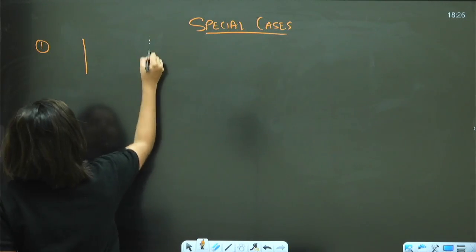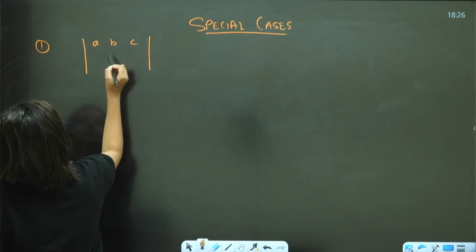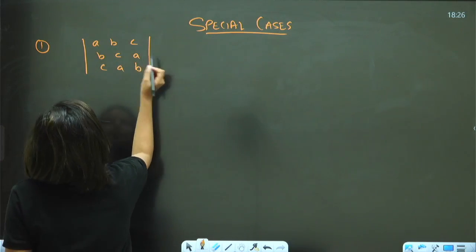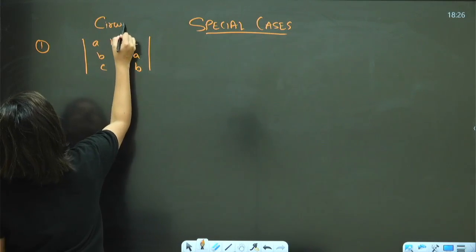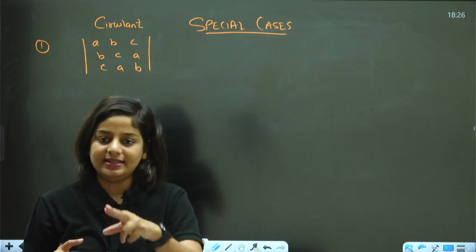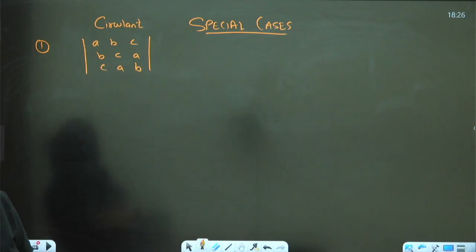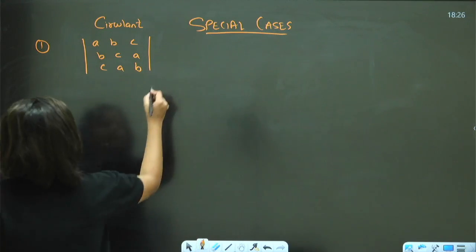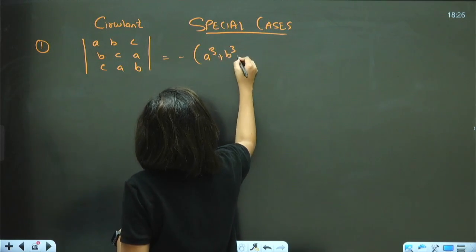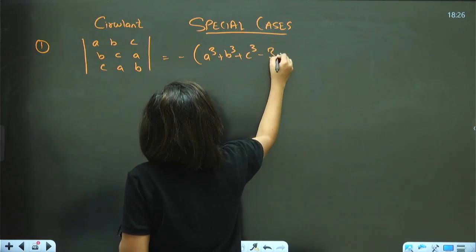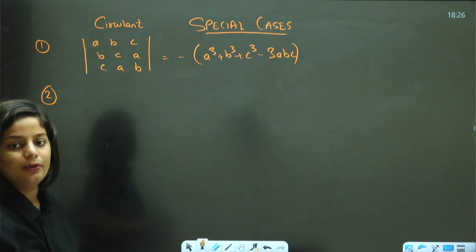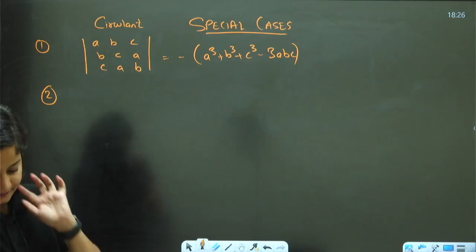What is determinant of ABC, BCA, CAB? That means whenever you have a circulant form, circulant means they are going in circle. Can you see ABC? After B there is C, then A. In a circulant form, the answer is minus of A cube plus B cube plus C cube minus 3ABC. Remember it, used in various questions.